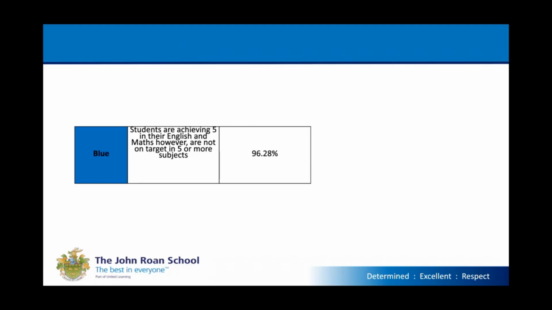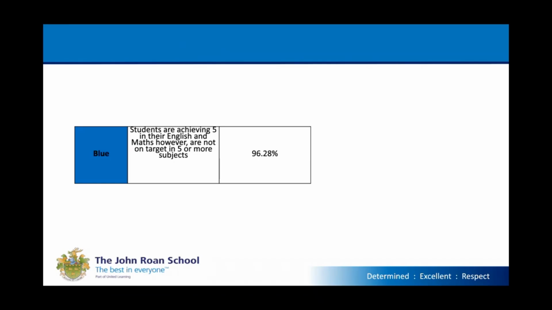Another colour group that students could be in is the blue group. Now, the blue group is there because the students are showing academic ability in their basic subjects, which is their English and their maths, and they're actually achieving a grade 5 in these subjects. However, they are not achieving as well in their option subjects. So this may lead to some options beginning to close at post 16 places. Some colleges, some sixth forms, require students to achieve a higher grade in subjects that they would like to study. For example, the John Rowan sixth form asks for a grade 7 if you want to study A-level maths.